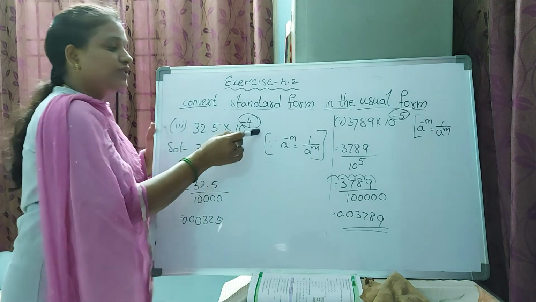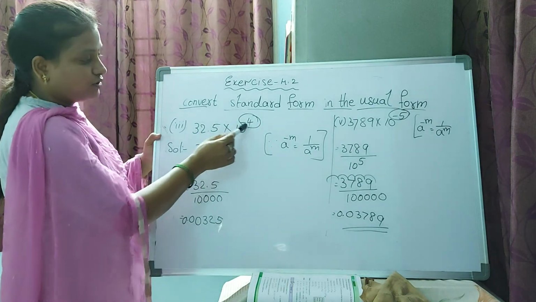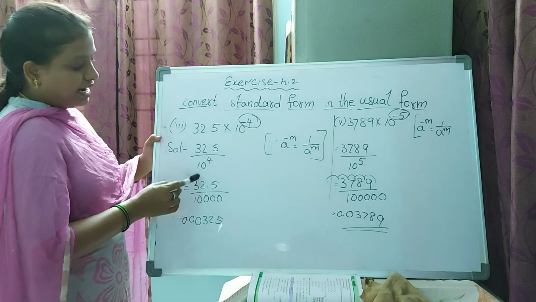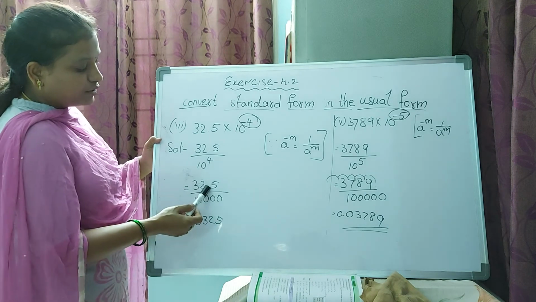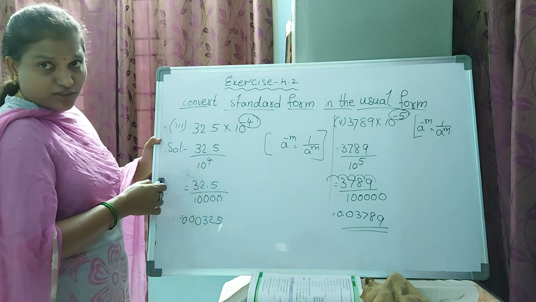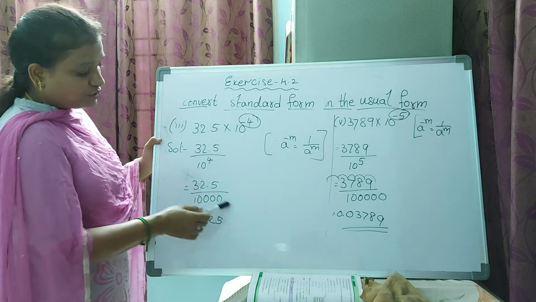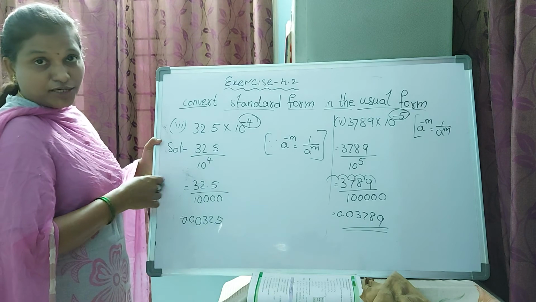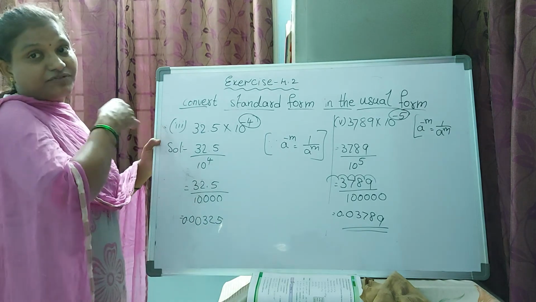If they give negative powers, you have to write it as reciprocal and then convert this one, and the point should move here. If 4 zeros, then the point should come 4 digits before. 5 zeros means before 5 digits the point should move 5 digits to the left hand side.